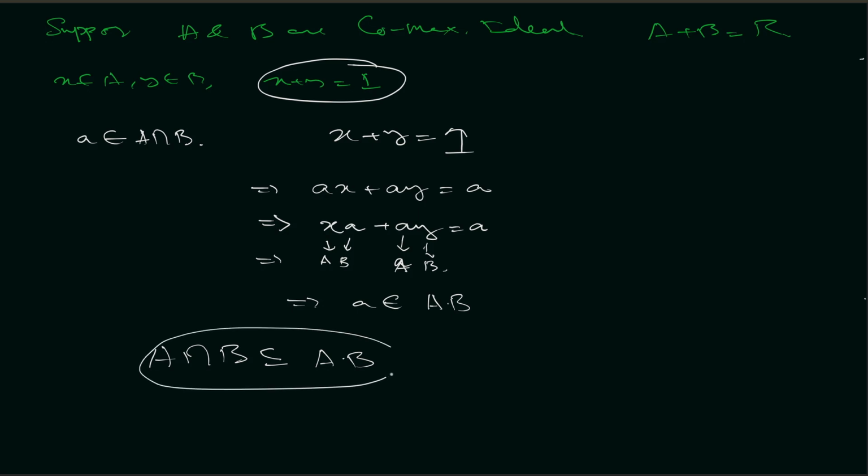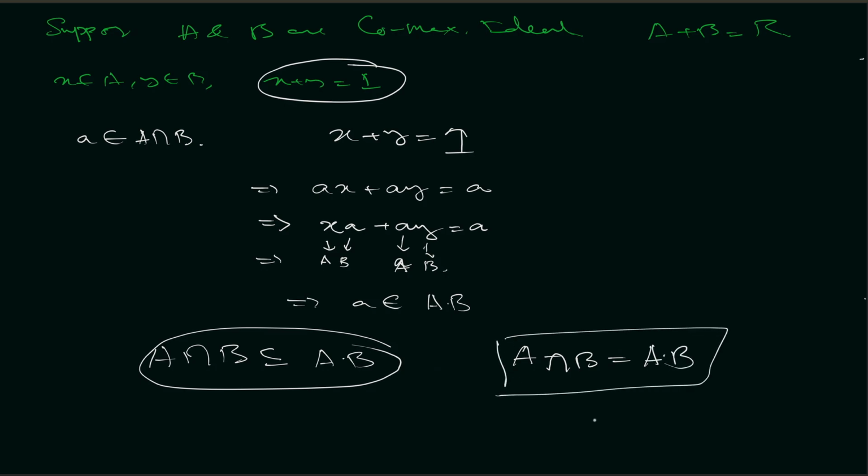So we have shown that if your ideals are co-maximal or co-prime, so A plus B, then A intersection B is exactly equal to A dot B. This is the way that I have defined it, and we have shown that A intersection B is nothing but A dot B, provided the ideals are co-maximal, that means the sum of the ideals is the whole ring.